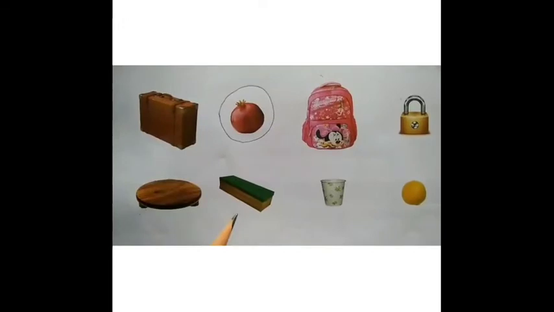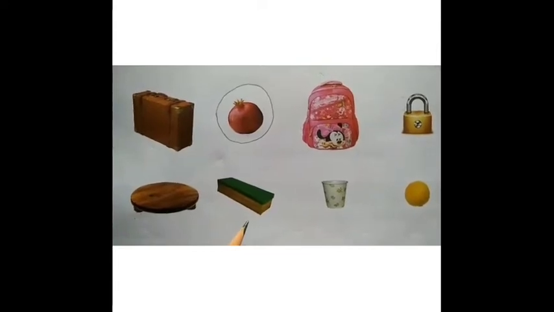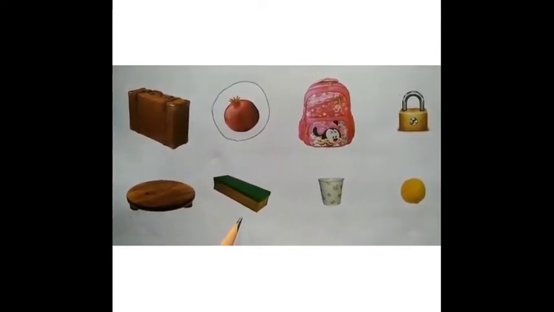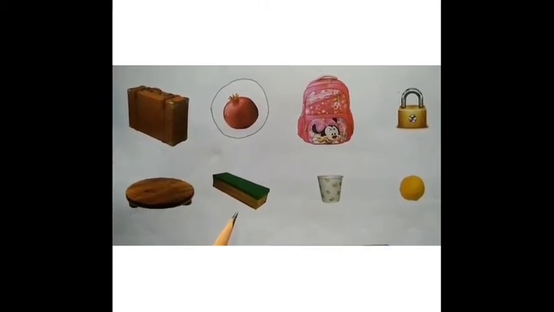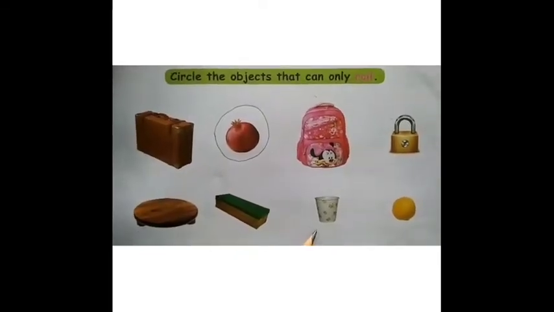Let us see the sixth one. Children, the sixth picture is what? The sixth picture is a duster. It is a flat shaped object. Can it roll or slide? It can only slide.